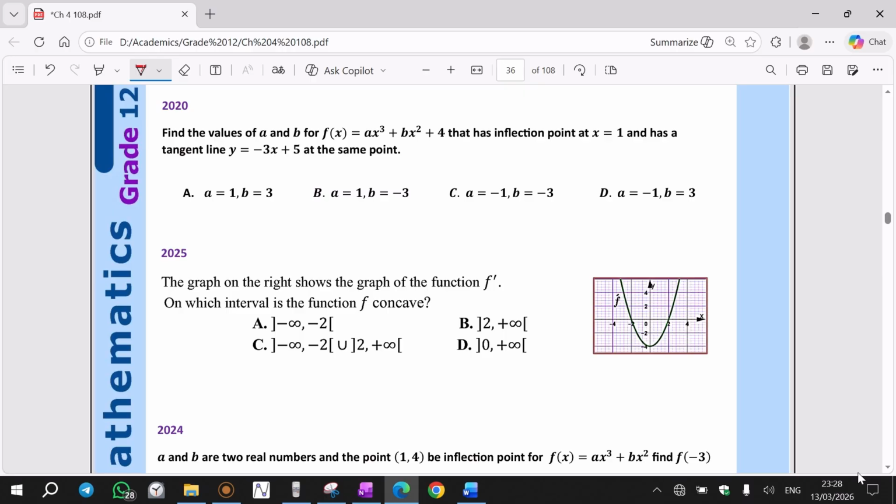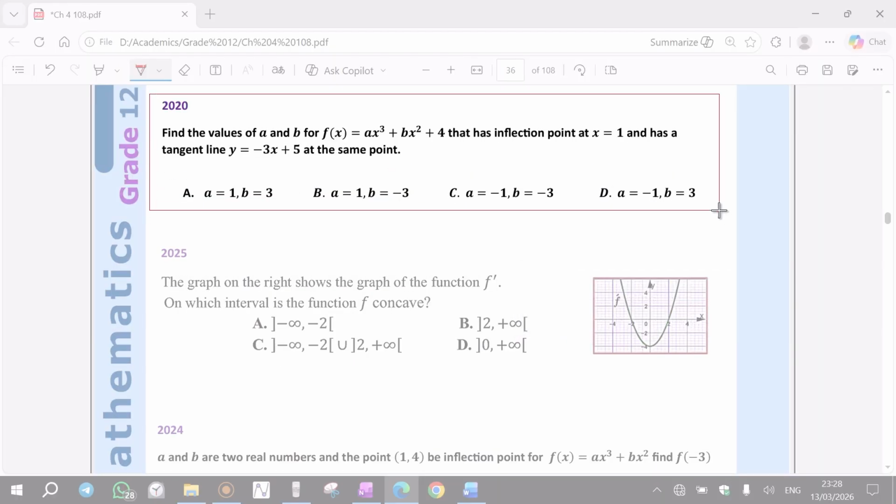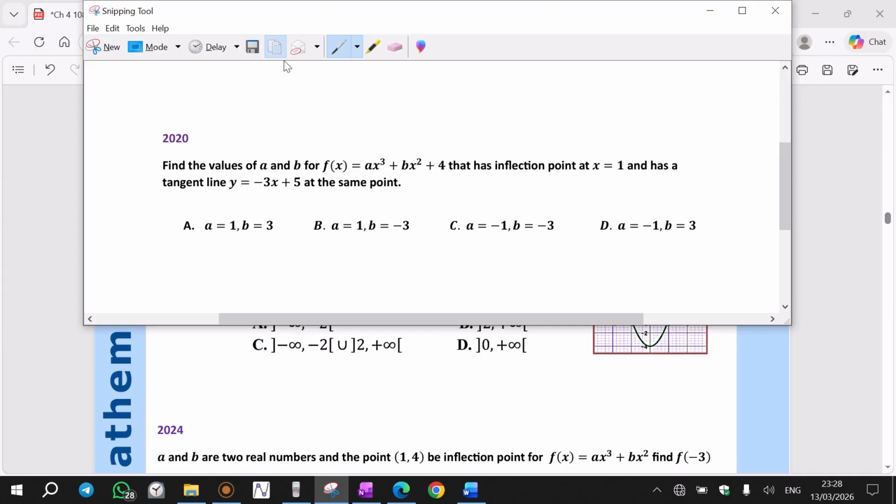Okay. Now we have two Wazari questions that are very important. That's the relation between tangent, first derivative, second derivative, inflection. We use all of this knowledge to find the unknown. Let's solve this question. It is a very good question.